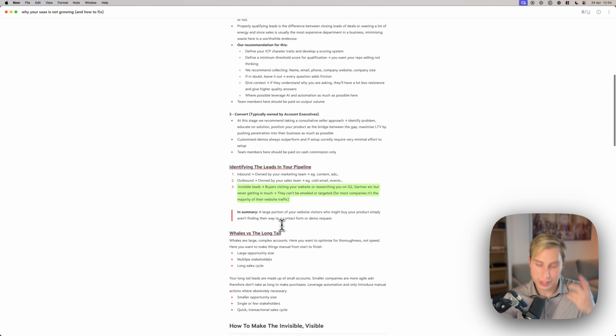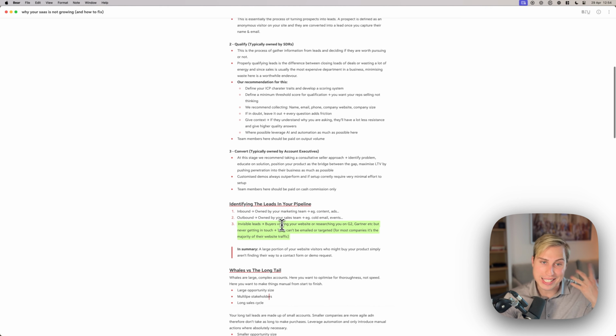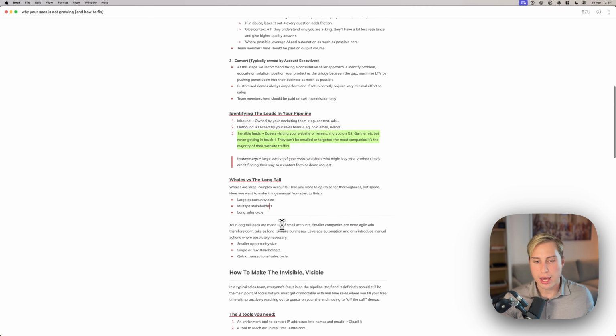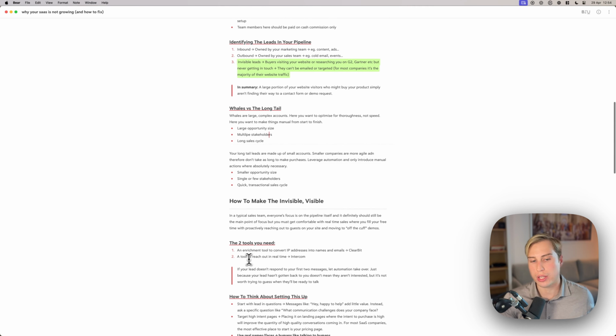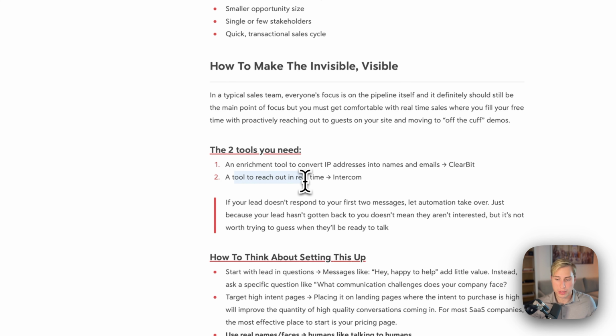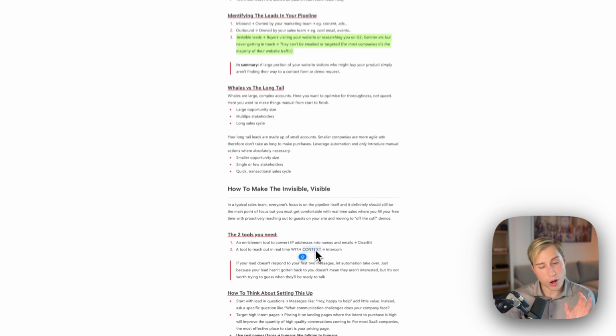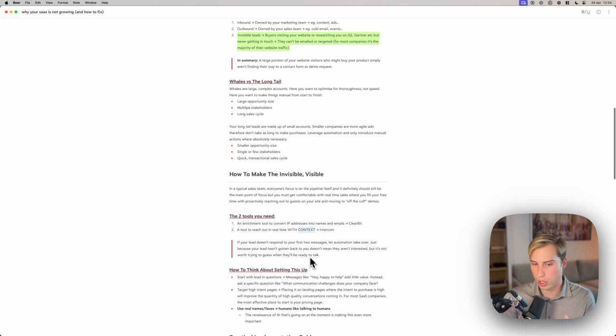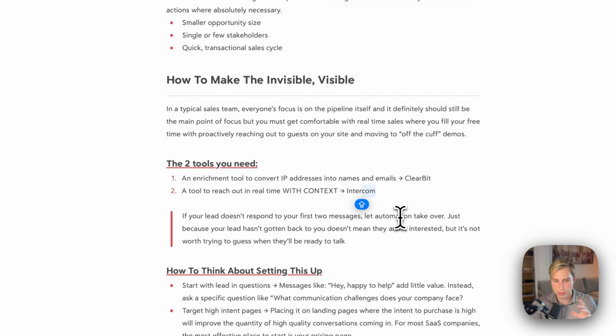So now we understand what we're doing. Now we need to actually get that information from them so we can decide. And in order to do that, we need a tool that allows us to reach out to them in real time with context, right? I'm actually going to add that here because I think it's super important. Please remember that with context. It's not enough to just say, hey, I see you browsing, let's chat. You need to answer them with context, and I'll give you examples of that. And the tool that I like using for this is Intercom.